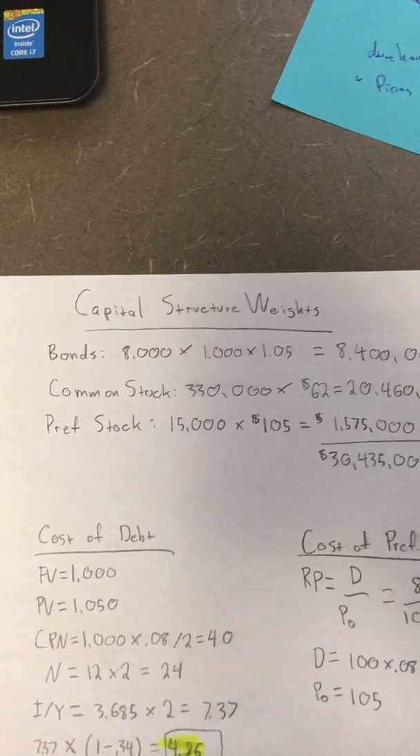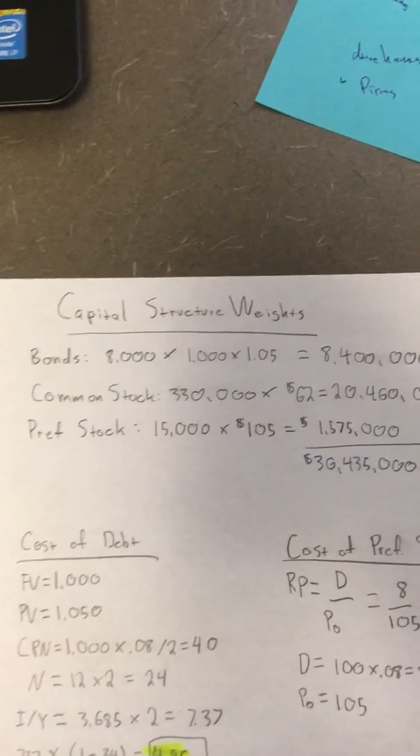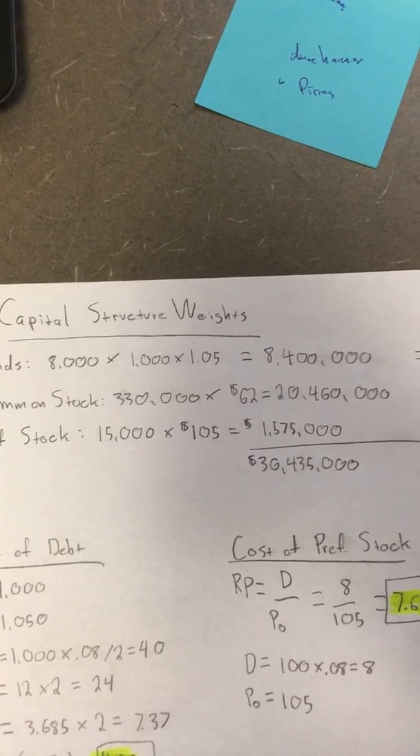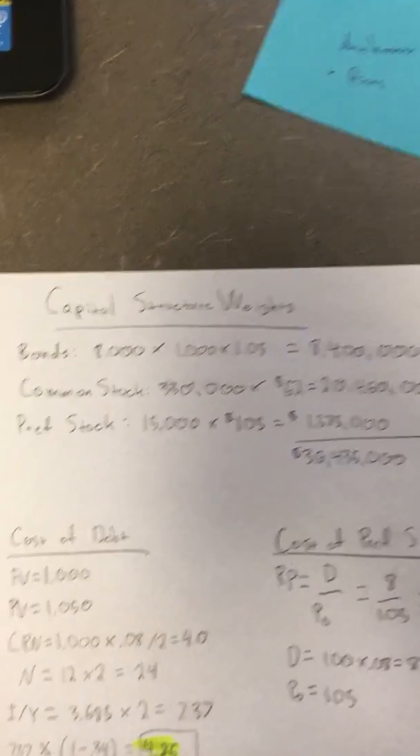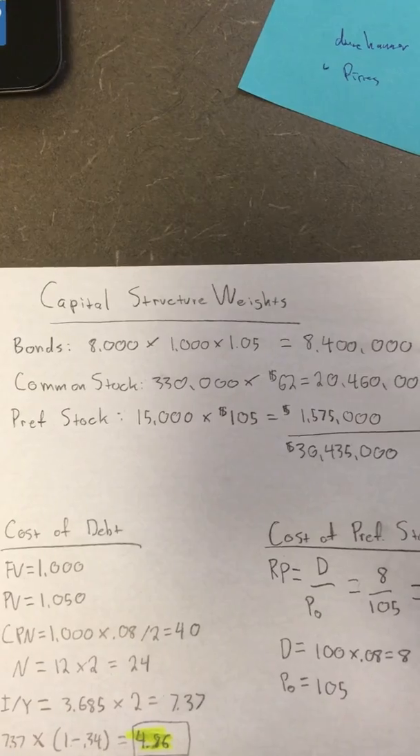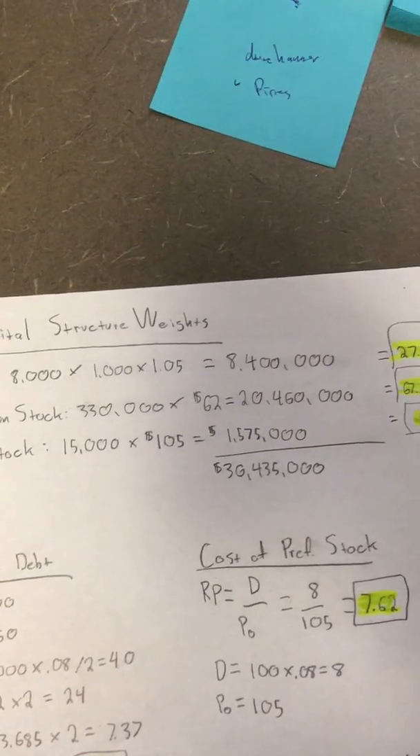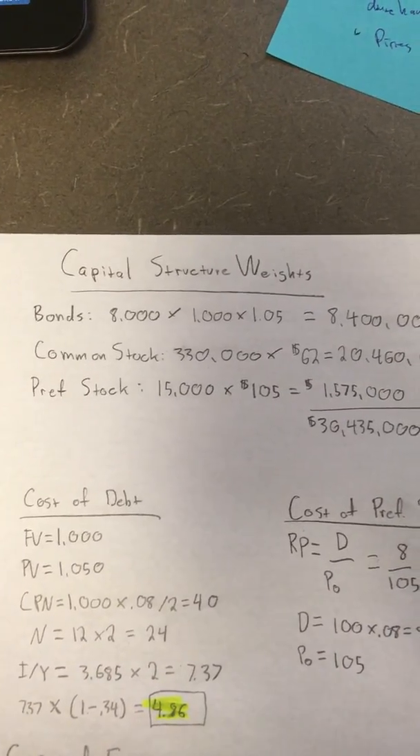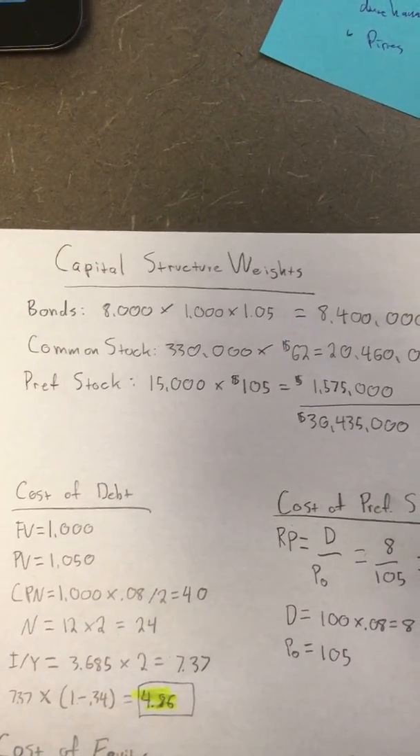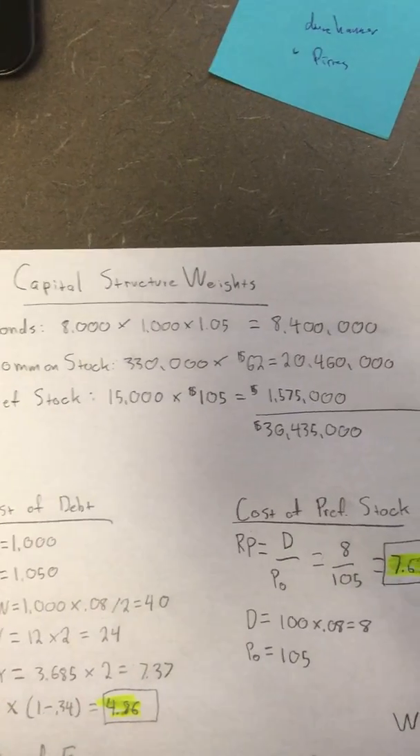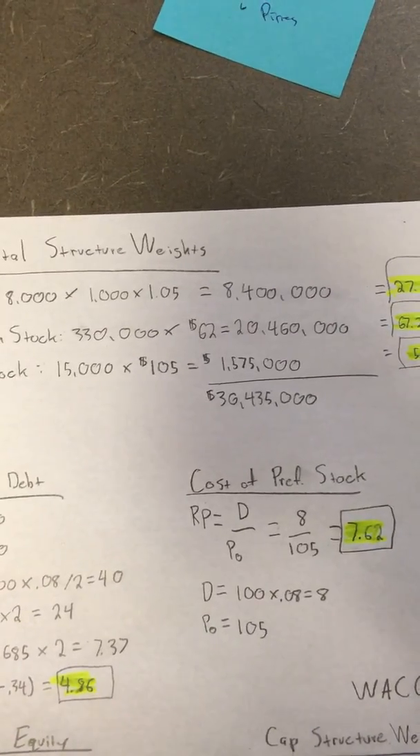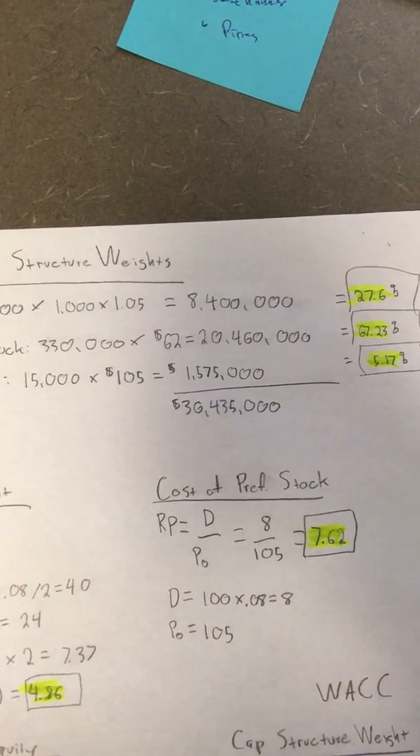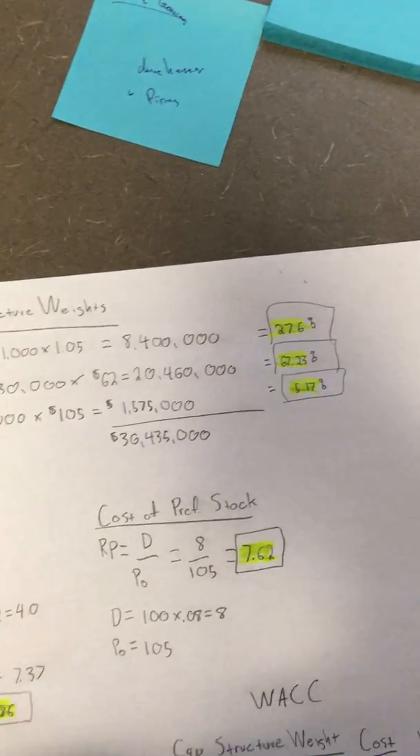So starting with the bonds, 8,000 bonds times $1,000 each times the premium of 105 results in 8.4 million in market value. Common stock, 330 shares times $62 is $20,460,000. And lastly, preferred stock of 15,000 times the market value of 105 per share is 1,575,000 for a total of $30,435,000.